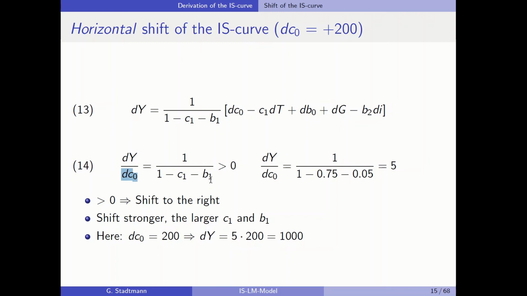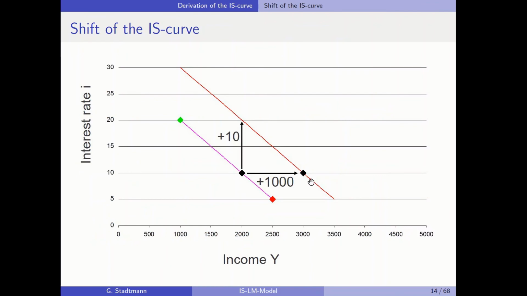By how much does the IS curve shift to the right in case that C0 changes by 1 unit? When C0 changes by 1 unit, then the IS curve will shift by 5 units. In our numerical example, the autonomous component of consumption does not change by 1 unit, but by 200 units. So we have to multiply through by 200. And hence we get here that the IS curve shifts to the right by 1000 units.